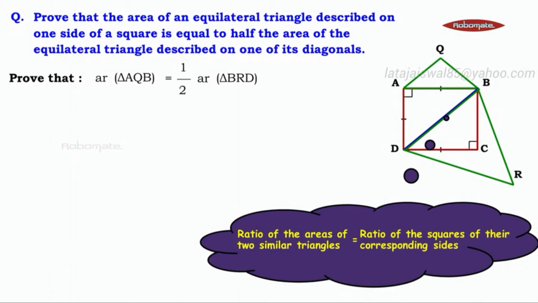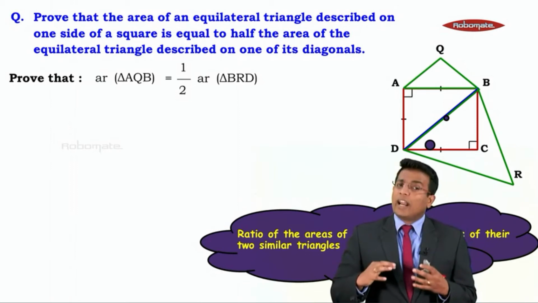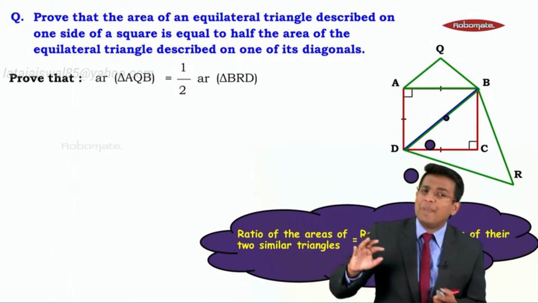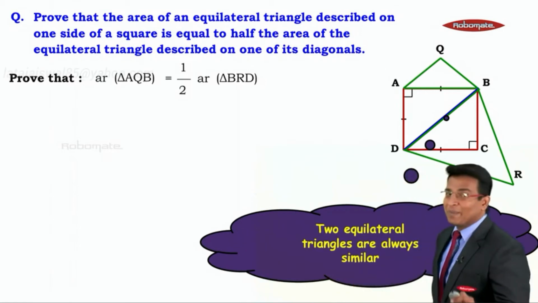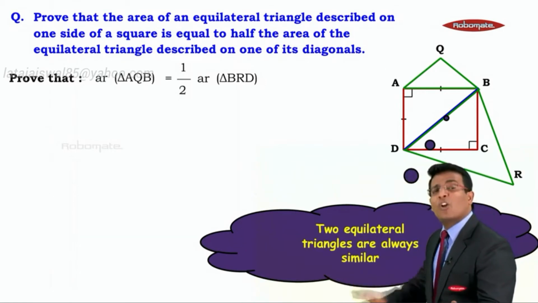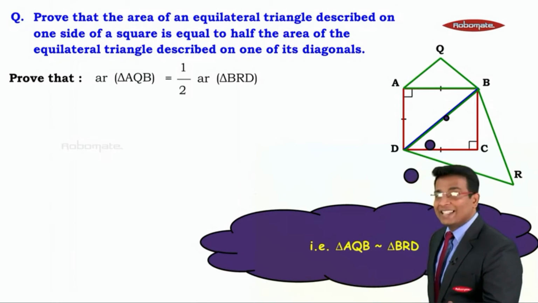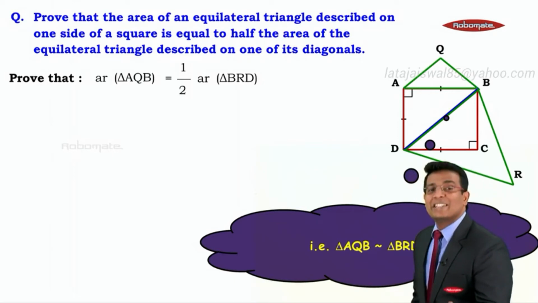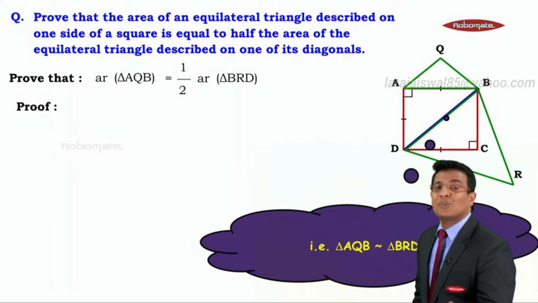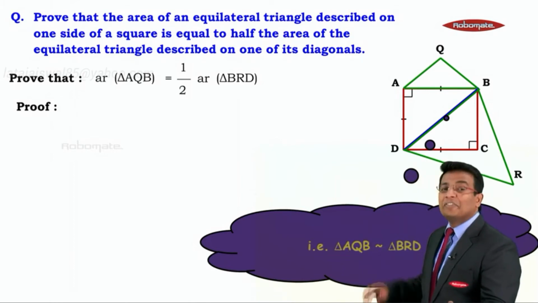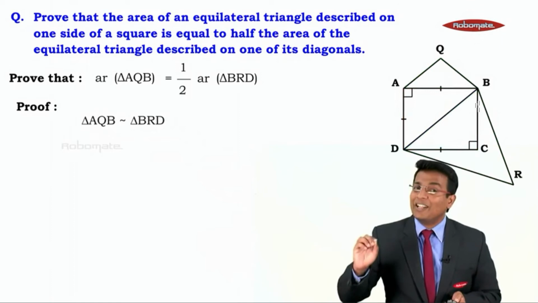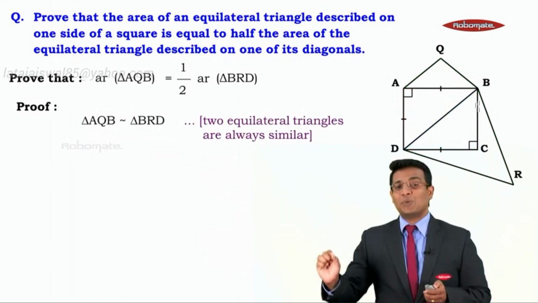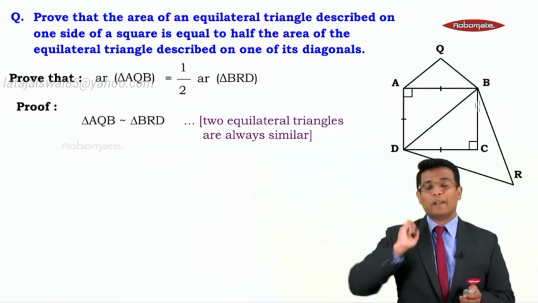But we are going to use this theorem, and for that, are the two triangles AQB and BRD similar? It's not given to you, but are they similar? Yes, they are similar, because two equilateral triangles are always similar. That means we can say that triangle AQB is similar to triangle BRD. This is what we know in the sum, right? And that's the first thing we are going to write in the proof, that is triangle AQB is similar to triangle BRD, and the reason would be because two equilateral triangles are always similar.